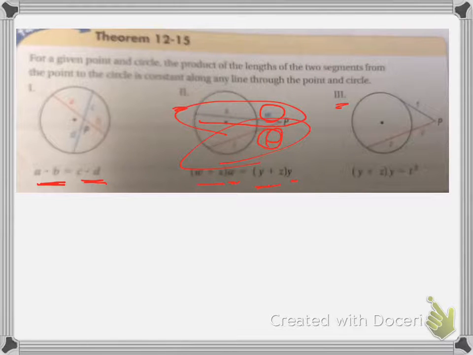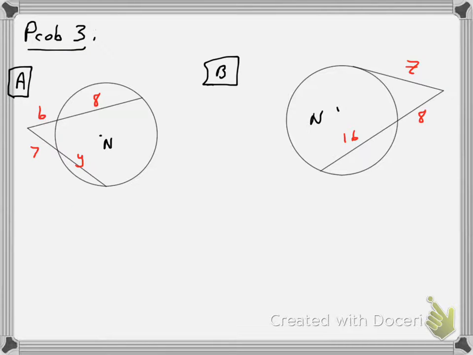Okay, same thing here. What's outside, which is T, times the whole thing, which is still T. That's why it gives us T squared. And then equals the outside times the whole, which is Y times Y plus Z. So let's use an example here. We're trying to find Y.